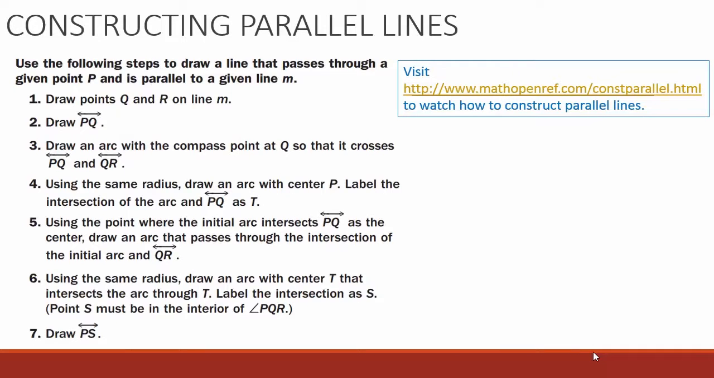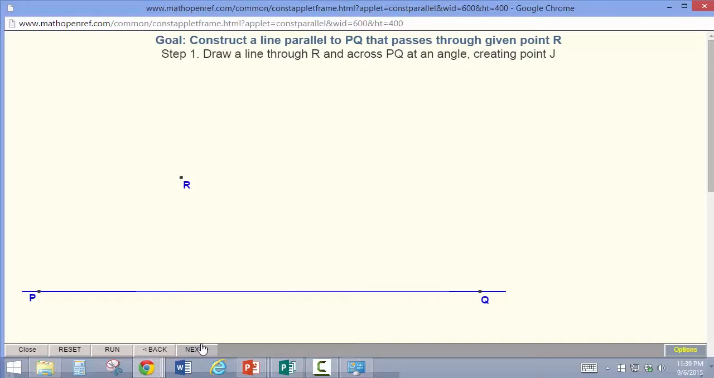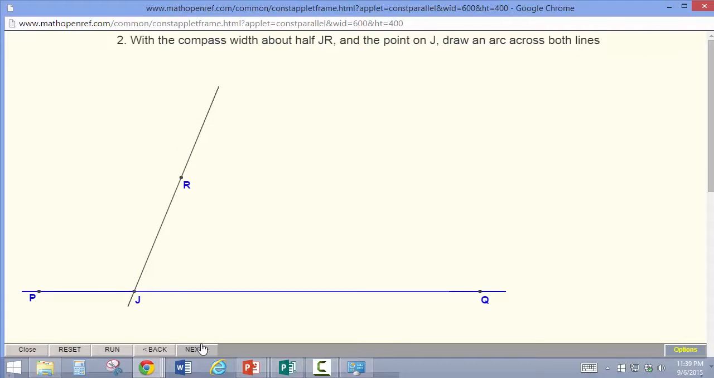Our next is an activity on constructing parallel lines. To review the process of constructing parallel lines, there's a website over here that goes through it. Step 1. Draw a line through R and across PQ at an angle, creating point J. Step 2. With a compass width about half of JR and the point on J, draw an arc across both lines.